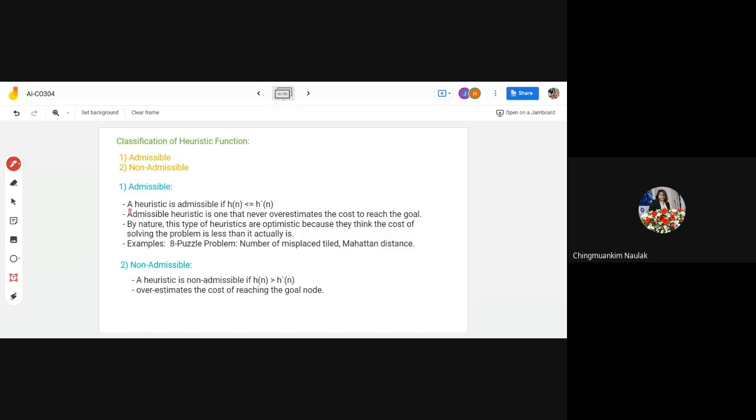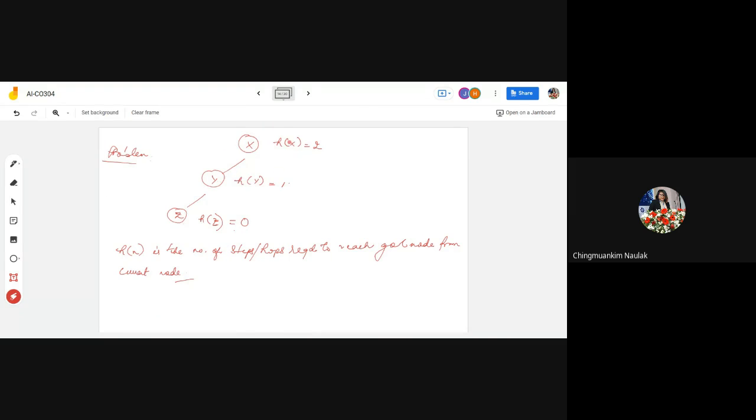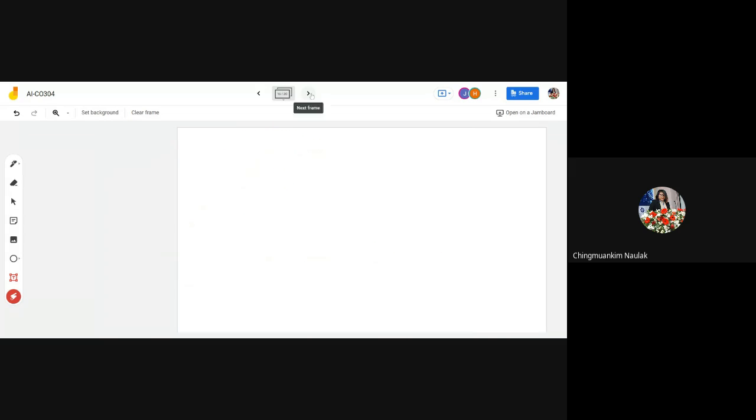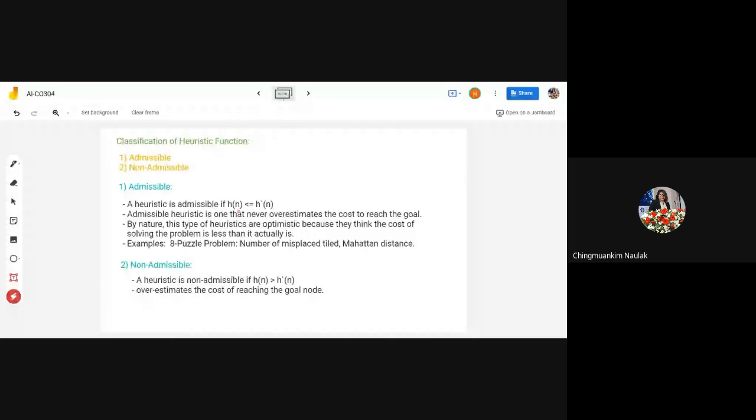As you can see, a heuristic is said to be admissible if the heuristic value is less than or equal to the actual value. Here h of n is nothing but the heuristic function which we were just talking about in the previous slide. If the heuristic function of a particular node is less than or equal to the actual value, then it is said to be admissible heuristic.